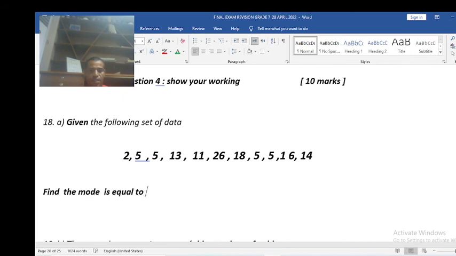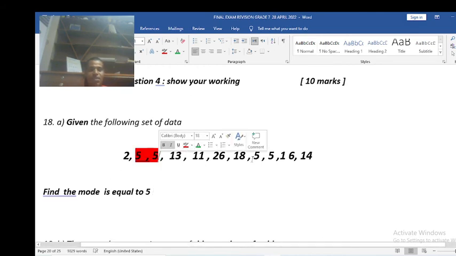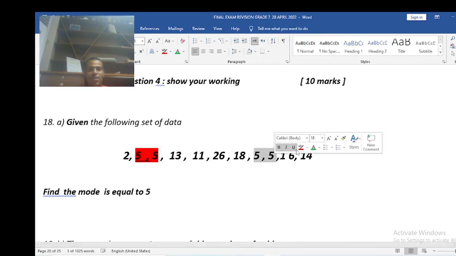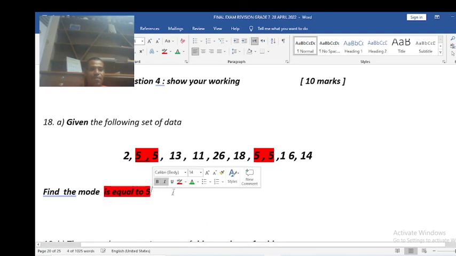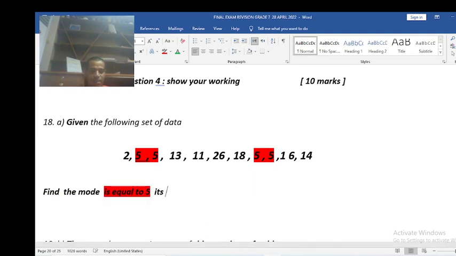It is equal to 5, because 5 is repeated so many times. So this is the correct answer. The mode is 5. Clear? Simply because it's the most common value. So your answer should be explained.